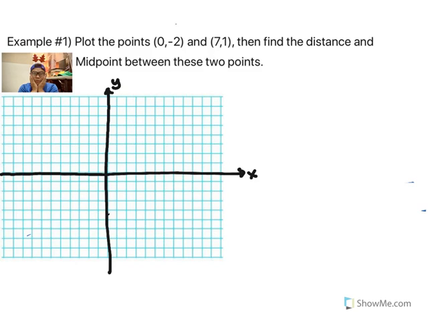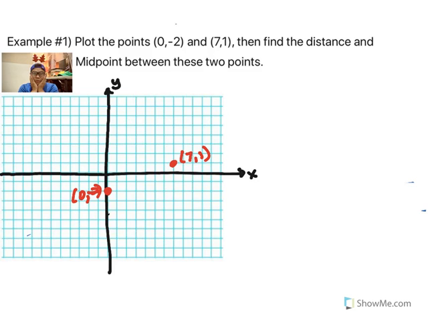Okay, so 0, -2 is right there. That's 0, -2, and 7, 1: 1, 2, 3, 4, 5, 6, 7, and 1. So it's 7 units to the right of the origin and 1 above. Okay, those are the 2 points.